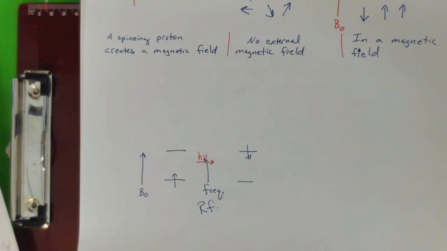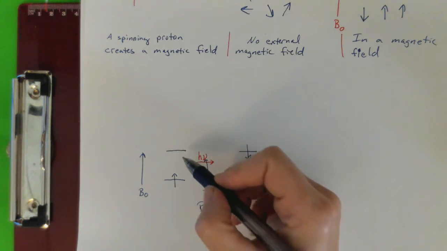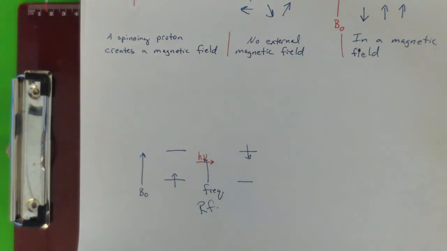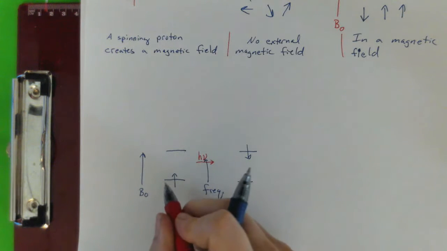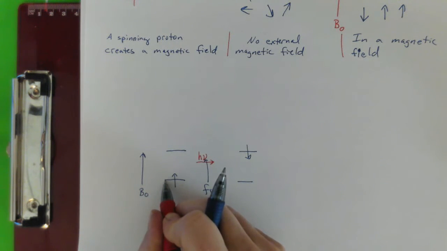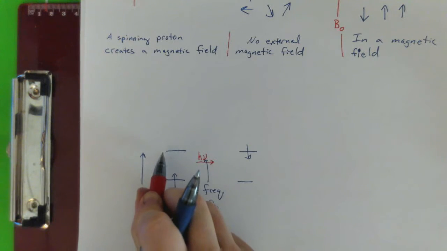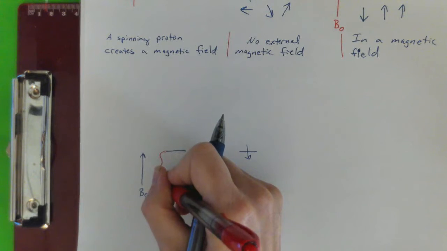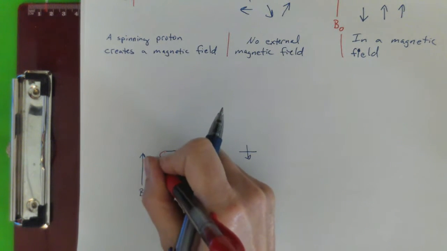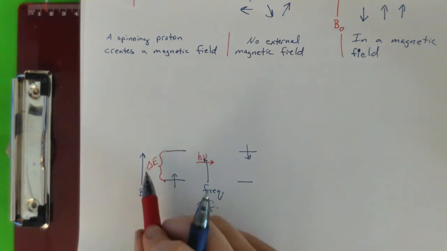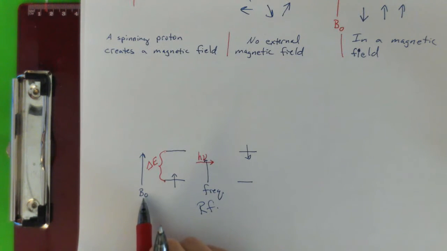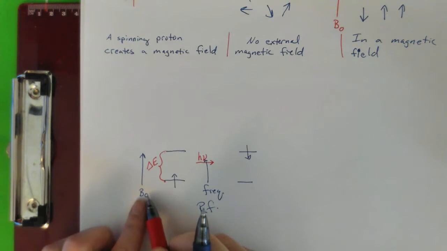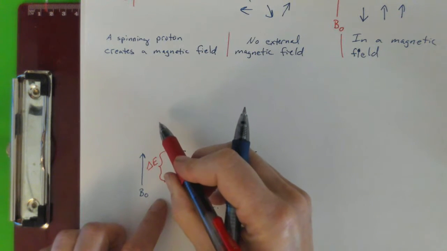Now this difference in energy between these two states, remember this one was parallel or with the magnetic field, and this one is anti-parallel or against the magnetic field. This difference in energy is very small. And it depends on the strength of the external magnetic field. So the stronger this external magnetic field is, the bigger the delta E is.